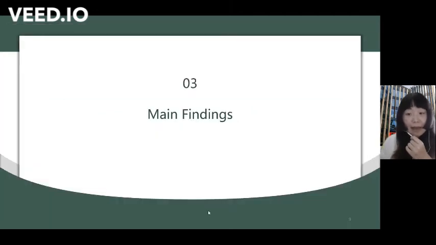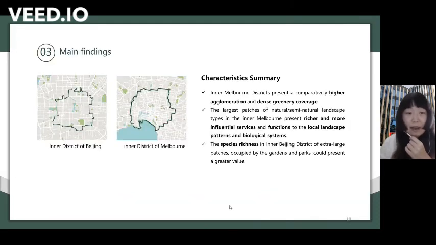After adopting those methods, let's talk about the findings. Based on a summary of the greening characteristics of both districts, there are three major differences. Number 1, compared with inner Beijing districts, inner Melbourne districts present a comparatively higher agglomeration and dense greenery coverage.